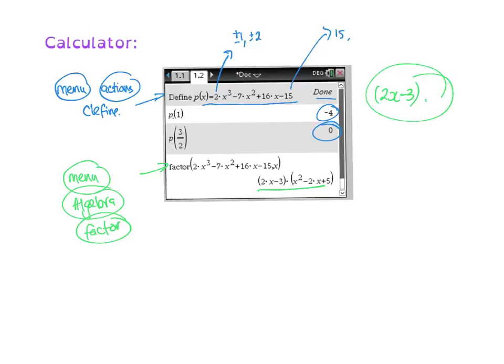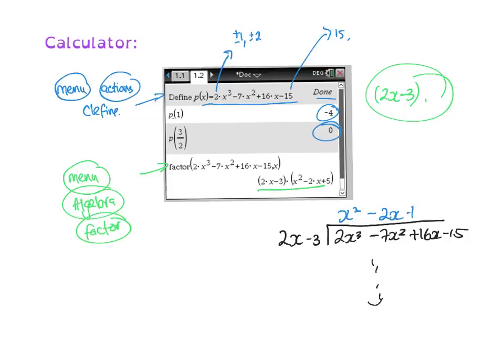And if they'd said show how it is a factor, I might start my long division. So I've got 2x minus 3, if they ask me to show it. And then we're going to do long division of the 2x cubed minus 7x squared plus 16x minus 15, and you would process through that, and you should end up with the answer, that second part. Now obviously this second part can't be factorized, because otherwise the calculator would have put the 2 factors there.